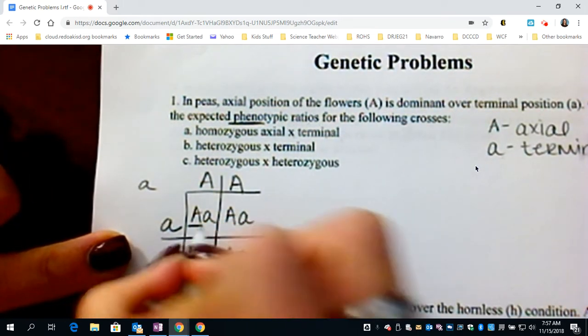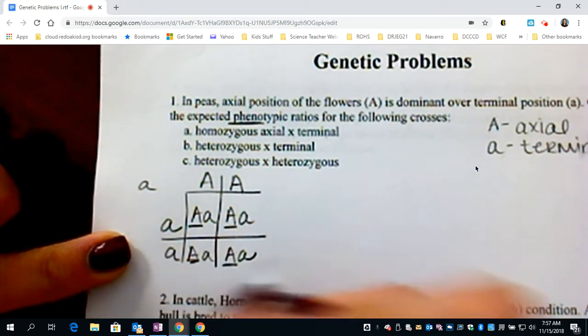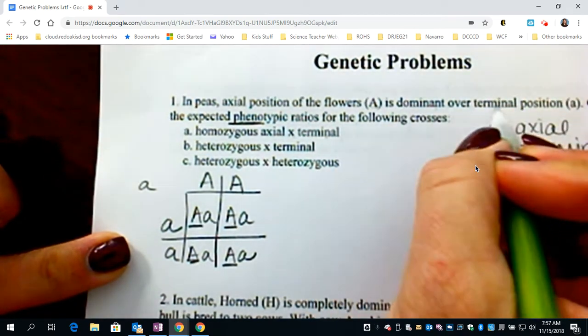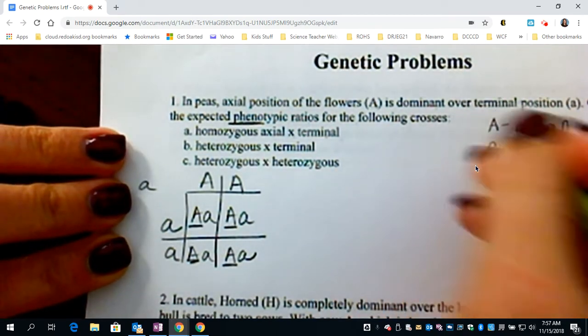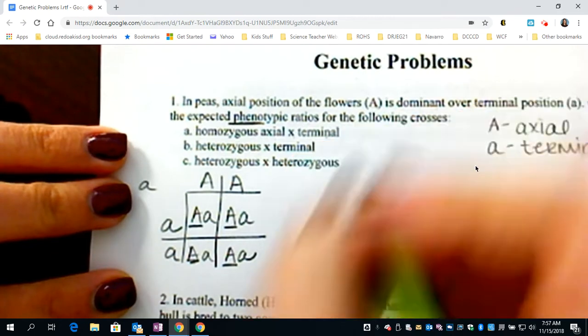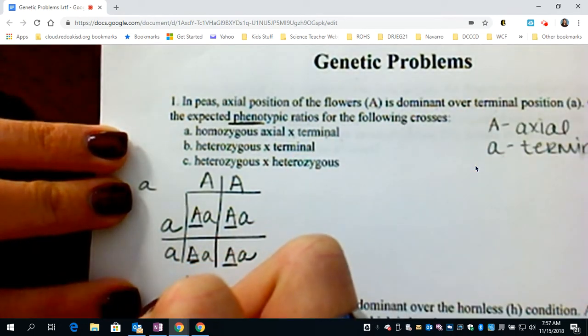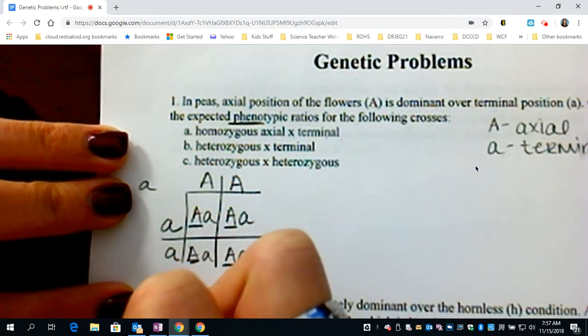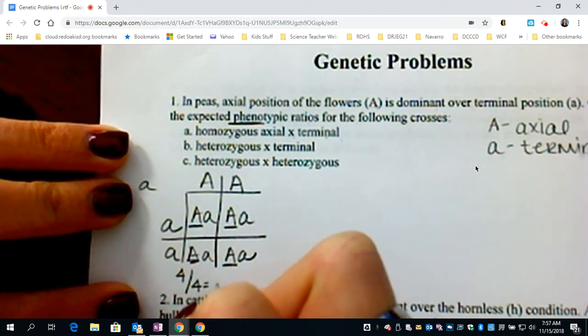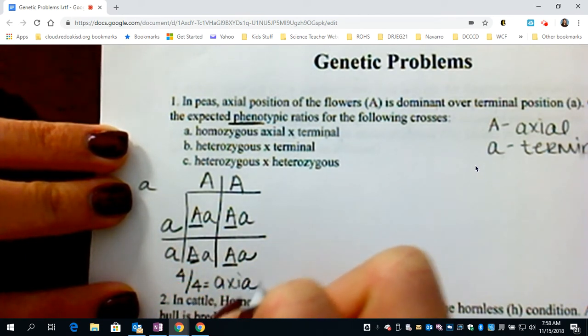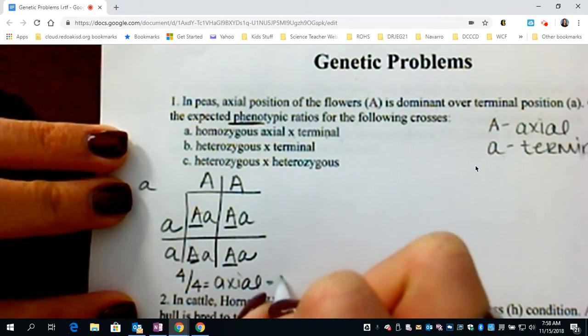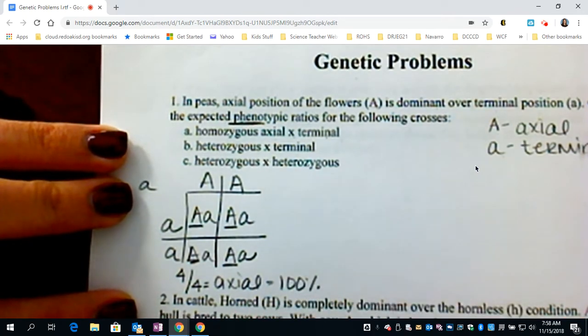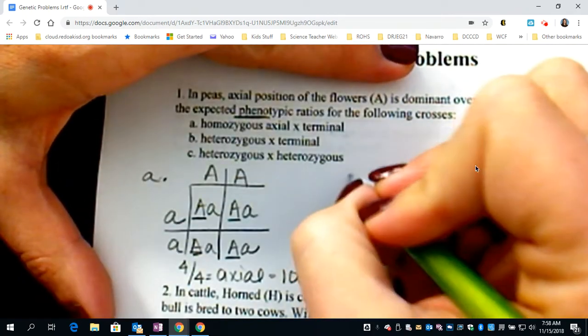So what does this kid look like? This kid, this kid, this kid. If they have a capital A, they have an axial position. So in this case, I have 1, 2, 3, 4 out of 4 with an axial position, and so that would be 100% on that phenotypic ratio.